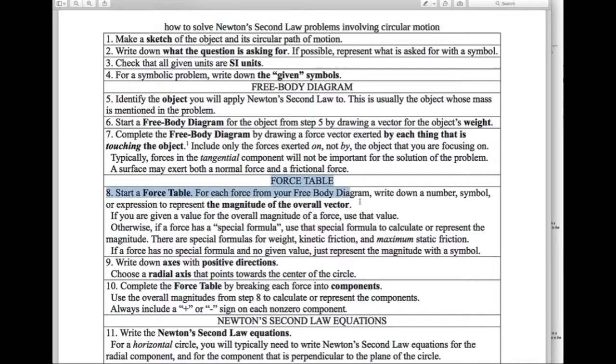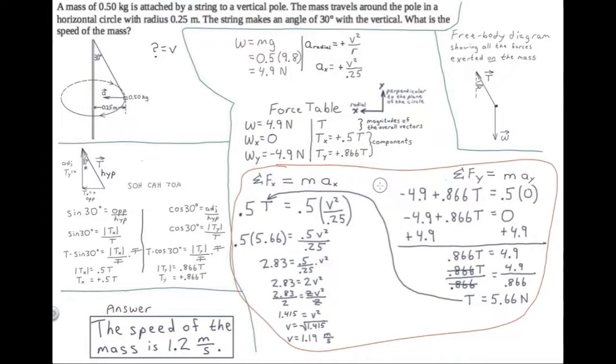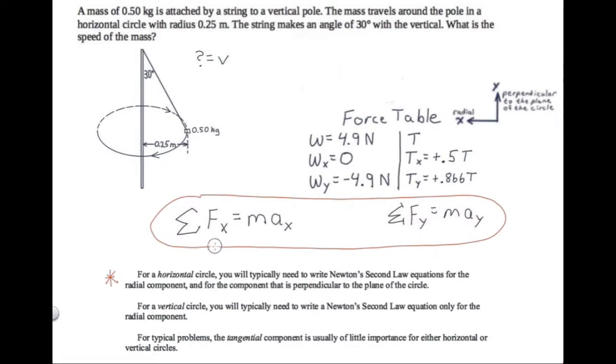Here's a summary of the steps which we just went through for completing our force table. Now let's work with the Newton's second law equations. We write the Newton's second law equation for the x component and the Newton's second law equation for the y component. For a horizontal circle, like we're dealing with in this problem, you typically need to write the Newton's second law equation for the radial component, which is the x component for this problem, and for the component that's perpendicular to the plane of the circle, which is the y component for this problem.